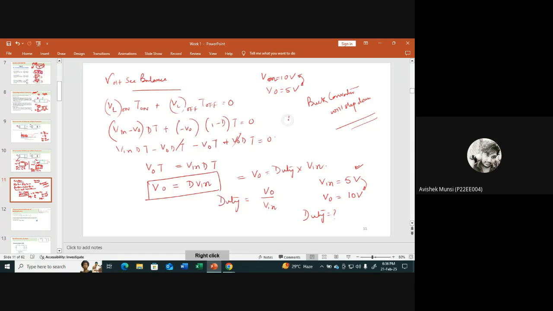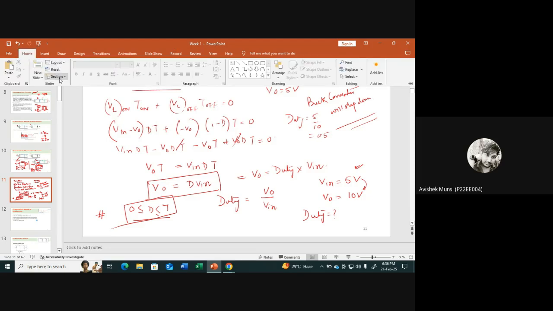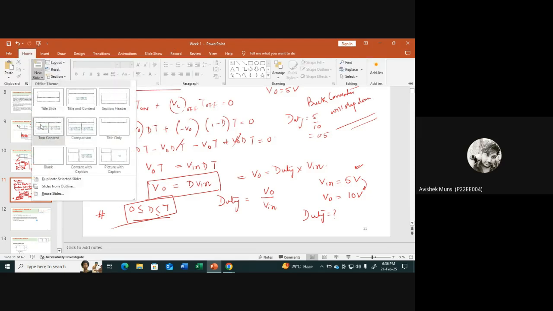So in this case what will be the duty then? That is 5 by 10, 0.5. Remember one thing, the duty will always remain between 0 and 1. Okay, fine. So this is how we derive the output voltage of the buck converter. And now we are applying the amp-second balance.